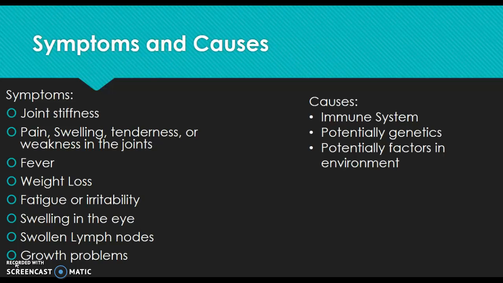Some of the causes of JRA is the immune system. The normal job of the immune system is to find and destroy things that shouldn't be in the body. With JRA, the immune system attacks the healthy tissue in the joint, which causes the pannus, which eventually destroys the cartilage. Secondly, there are potential genetics that may affect JRA and environmental factors, but they haven't been proven yet.